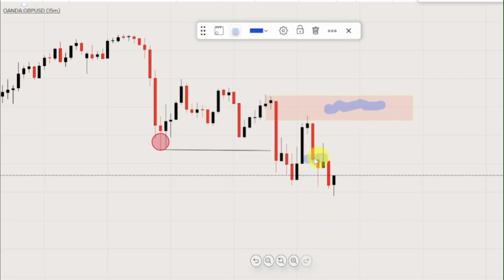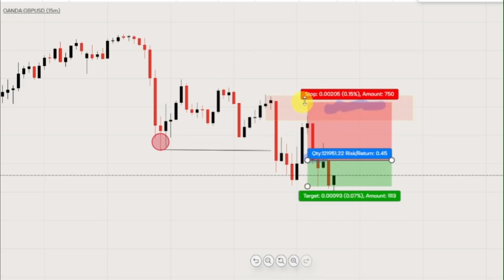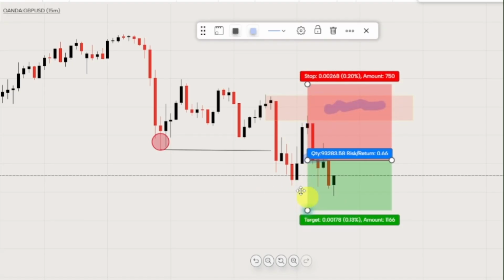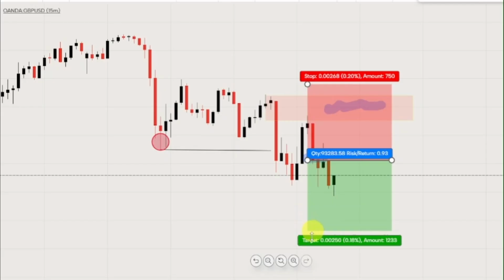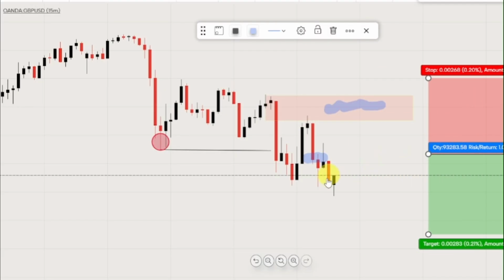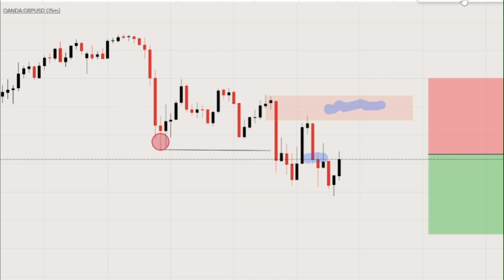I can't take this trade right here because my stop loss is going to be very, very long. I just want an aggressive entry. My stop loss is going to be here. This is a very, very big stop loss. I just want to take a trade with a smaller stop loss. So I just want to wait and see price come again to this area around here, because I have my first tap into the zone here. I want to see price come up and I take the sell from there.